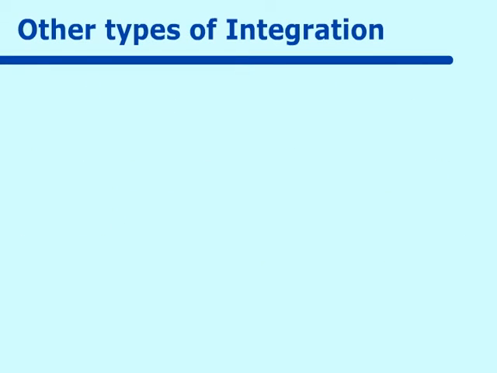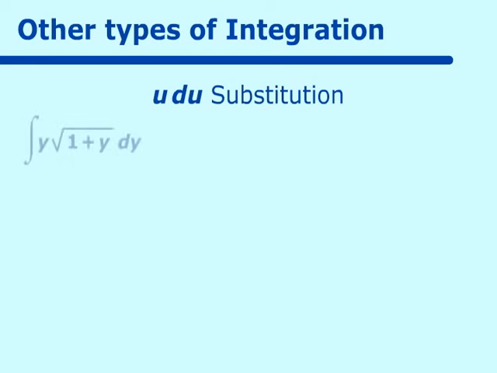This next problem involves a u-du substitution and should have been introduced earlier in your book, as it is in most other books. What it is, is the integral of y times the square root of 1 plus y dy. Obviously, we have to make a substitution of u to be 1 plus y, so let's do that. This seems to be the only way to go. That makes du equal to dy.